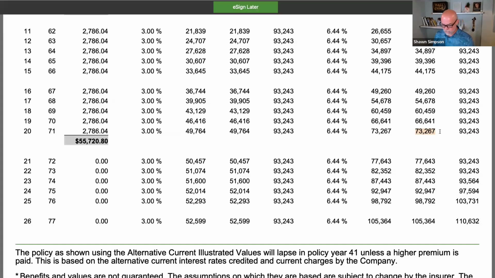73,000, I'd have them plug in 73,267 and multiply that times 1.3. That comes out to $95,247. And so what that equates to is if they had a 401k, they would have to make $95,000 by the age of 71 to be able to accumulate $73,000 of active income after taxes, because that's what they're going to pay in taxes, that difference.